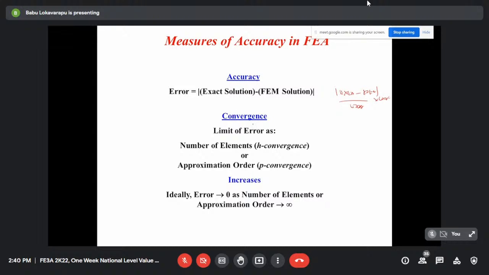And what do you mean by convergence? This is very, very important. Convergence is the limit of error; you are limiting the error. This is very important. How do you do this?